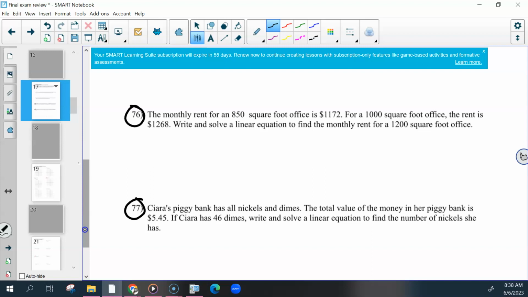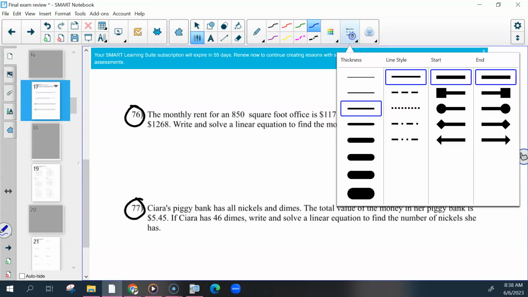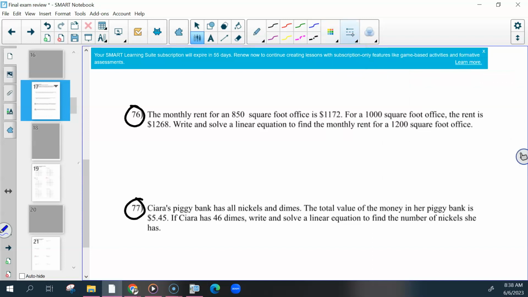76, there are two different ways to do this one, in the calculator or algebraically. Which one would you rather see, or do you want to see both? So we'll do the calculator first. Reset your calculator before anything. Second, place 7, 12.